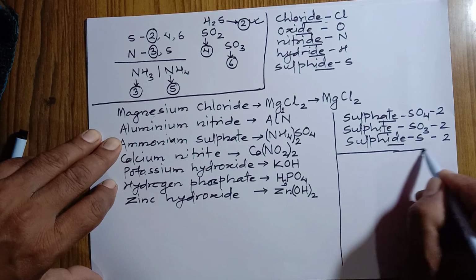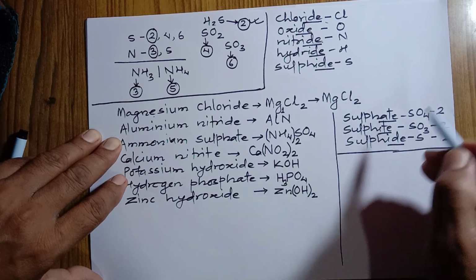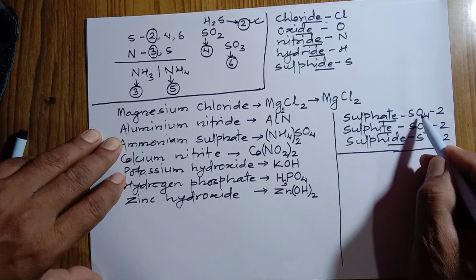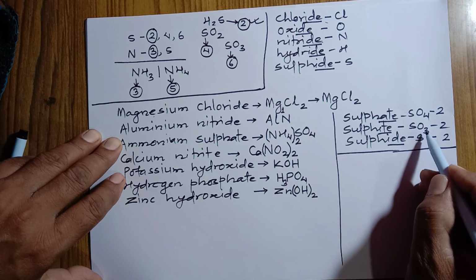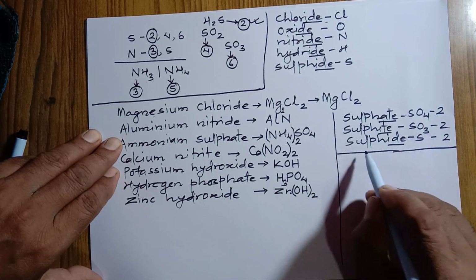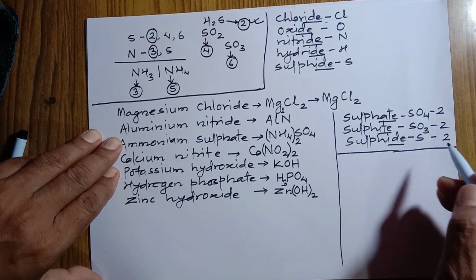This is one confusing material. We have to be very careful about this. Iron sulfate means Fe is combined with SO4. Iron sulfite means combined with SO3, but iron sulfide means iron is combined with sulfur.